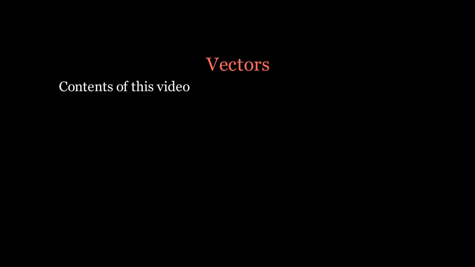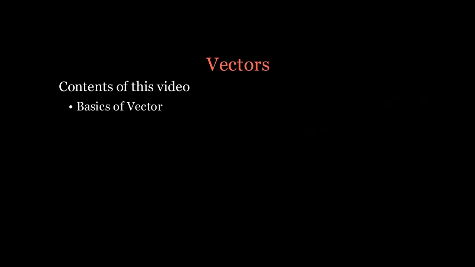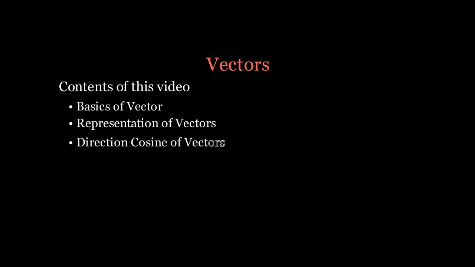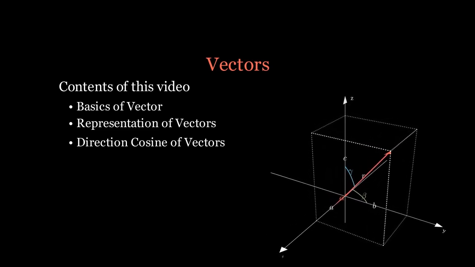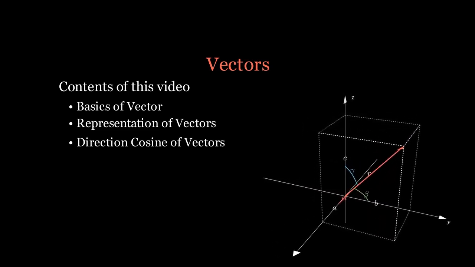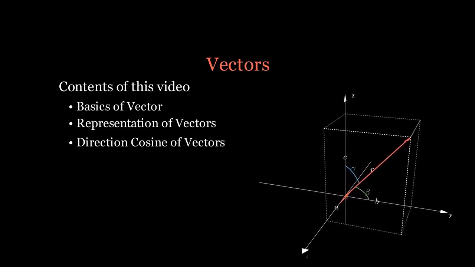Vectors. In this video, first we will cover the basics of vectors, that is how magnitude and direction information is being represented by a vector. Then we will see the representation of vectors, how vectors are represented using the unit-based vectors i, j and k of the Cartesian coordinate system. Further, we will see direction cosines. Direction cosines are the cosines of the angles alpha, beta, gamma that the vector makes with the x, y and z axis respectively. We will see all these in detail in the next sections, and let's get started.